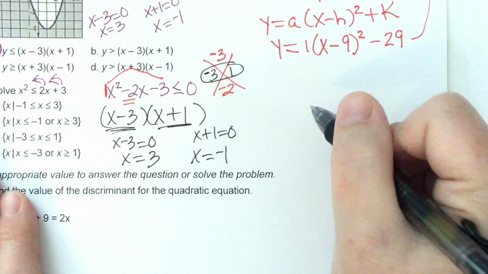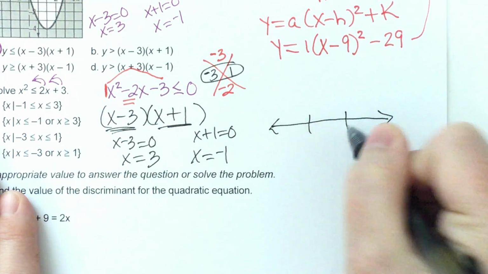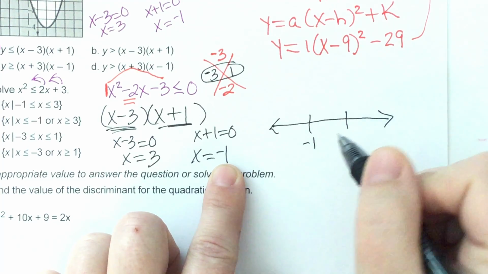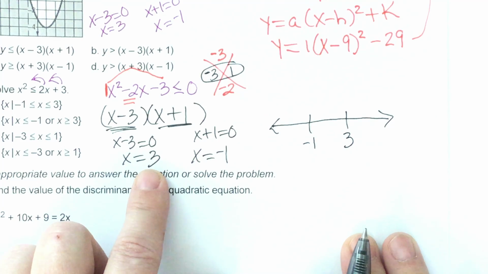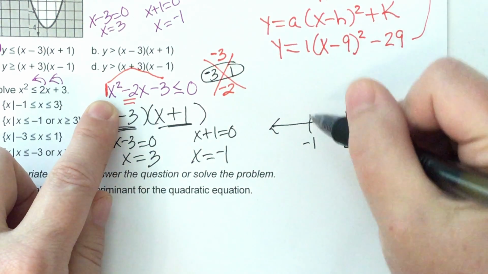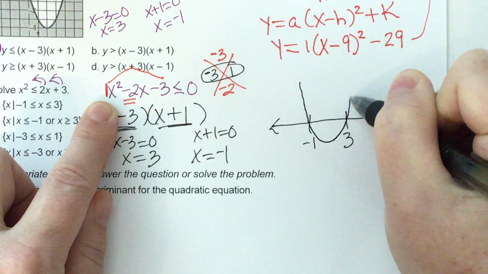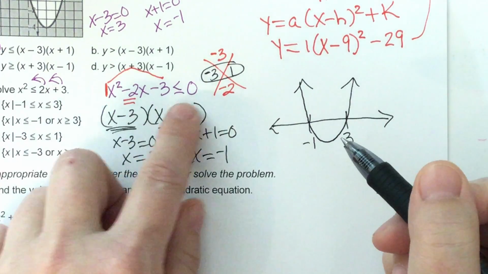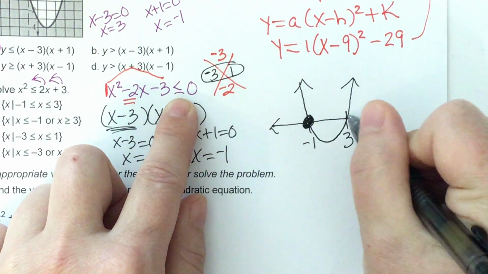So that means if I was to draw this graph, it would touch the x-axis at negative 1 and it would touch the x-axis at 3. Okay, then this parabola is going to open up because your a is a 1. So I've got a parabola that opens up. So a rough sketch would look something like this. Because of the equal sign, these would be closed circles.